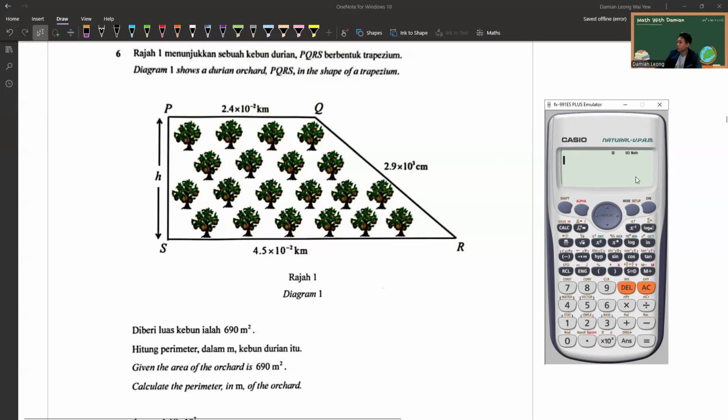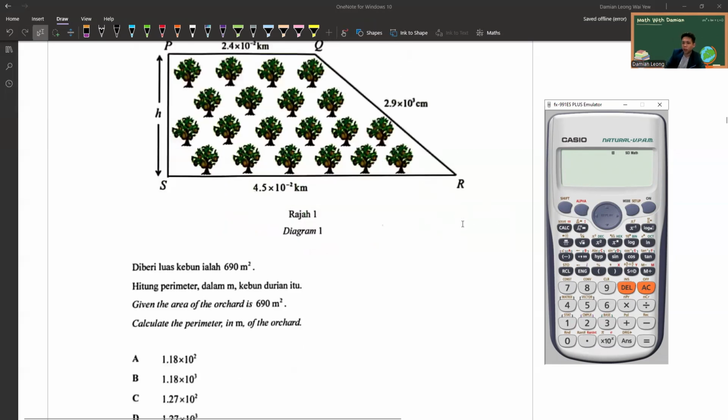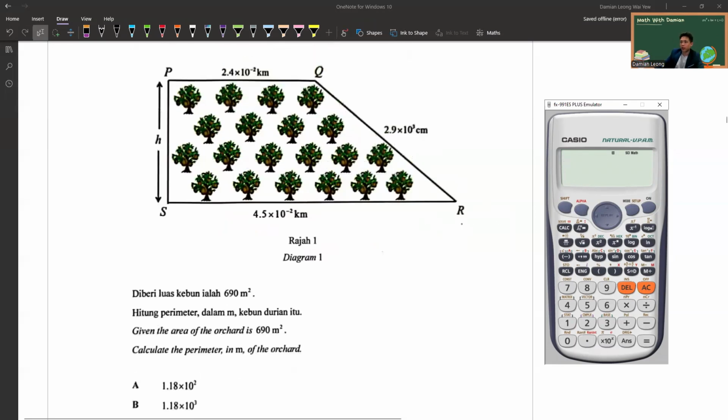Okay, for the class width calculator it is also set up in number format, scientific notation. For the MS version, you just press mode until you see the option SCI, scientific notation mode. Then you select the option. So area is 690 meters square.